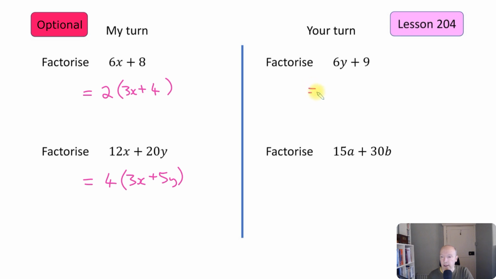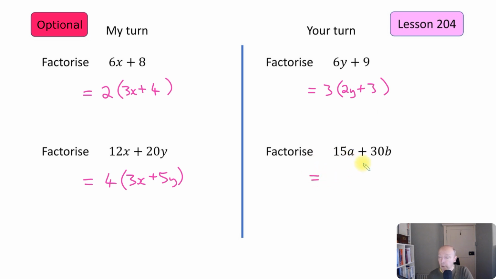Okay, so let's see what we've got here. What can I divide 6 and 9 by? Well, I can divide them both by 3. So 3 goes on the outside, plus sign here. To multiply 3 to make 6, you need to multiply it by 2. That'll be 2y. And to multiply 3 by something to get 9, you need to multiply by 3. So 3 times 2y is 6y, 3 times 3 is 9.